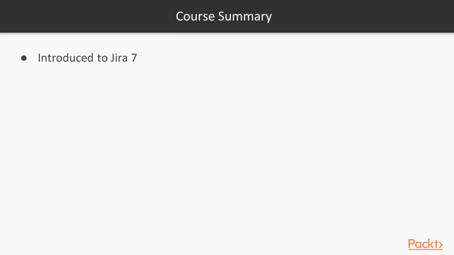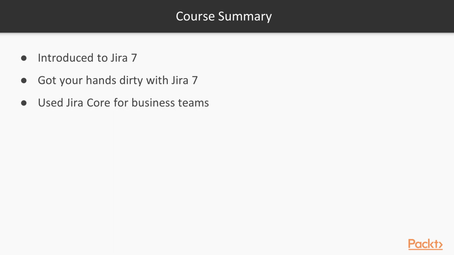In this course, we went through an introduction to JIRA 7 where we discussed what is JIRA and why it is beneficial for your team. Then we understood various steps required before you can plan JIRA, and we also understood how the installation of JIRA can be done on your machine. We then moved on to create a new JIRA core based project for our business team, and we spent time understanding how it can be used for simple task management.